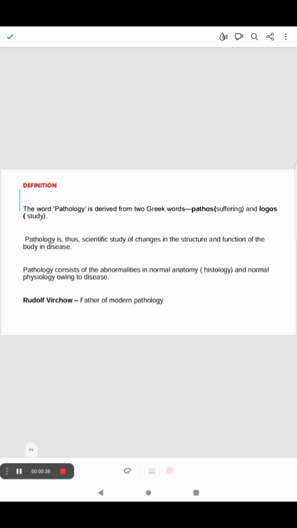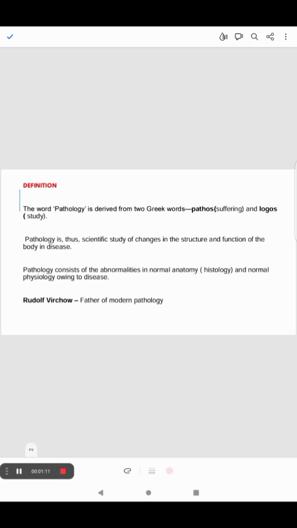In pathology, you are basically studying the changes which happen in the structure and function of the cell. A cell comes as a group of cells, that is tissue, then organ, and finally the body. What happens if there are changes in the body in a disease process? Definitely the normal state of the body will be affected, that is, normal anatomy and normal physiology will be affected. When we study what is affected in the normal, we call it pathology.